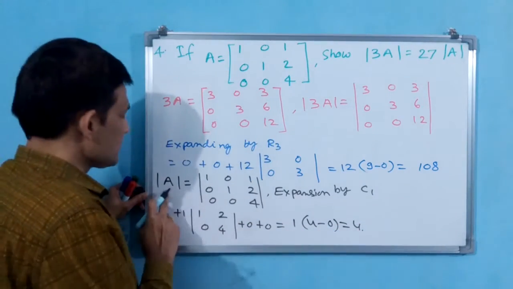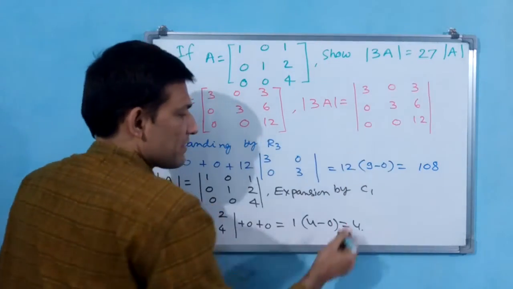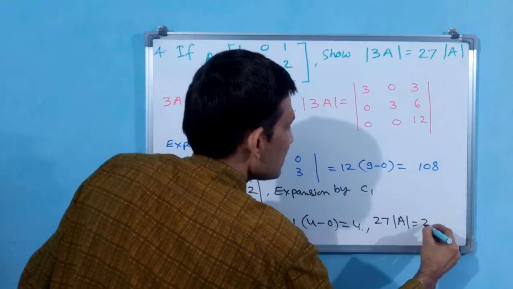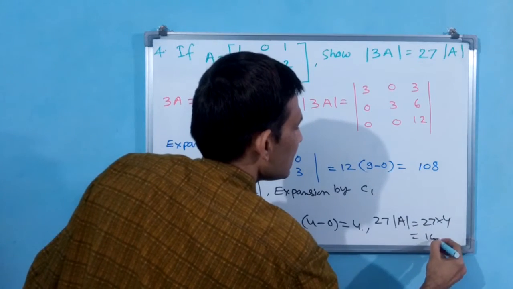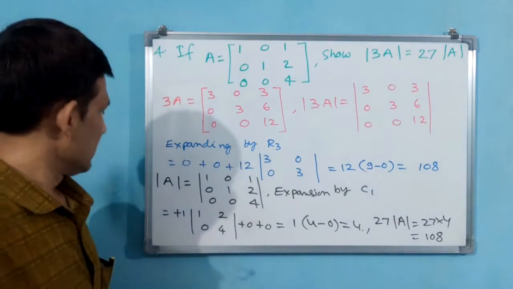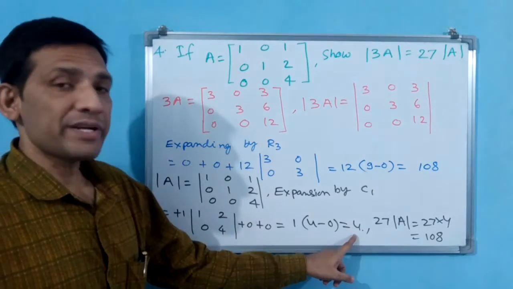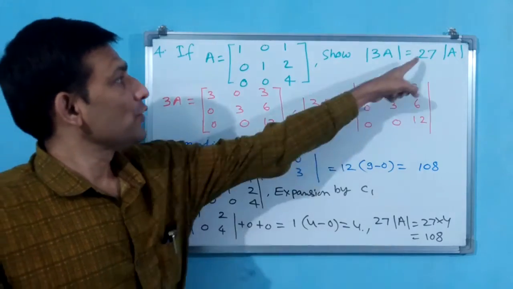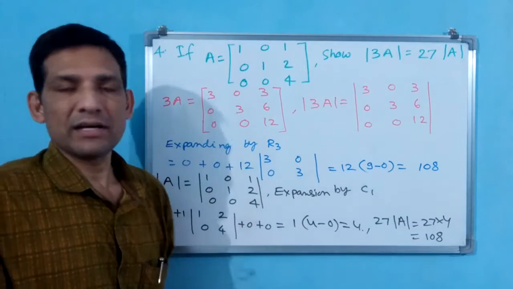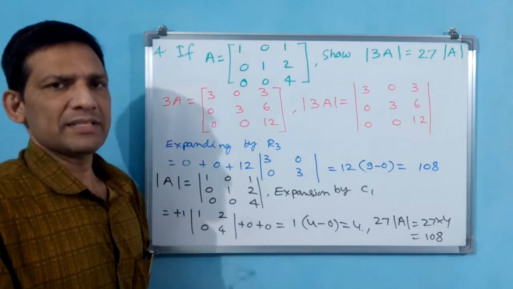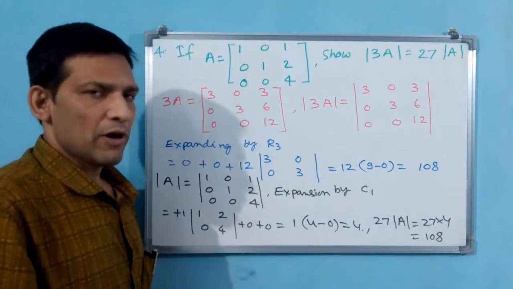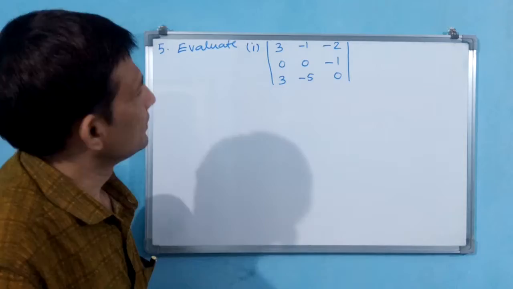Okay, this 4 is only the determinant, but 27 determinant A is equal to 27 into 4. That is equal to 108. You understand? Because determinant A is 4, 27 determinant A is equal to 27 into 4, 108. See, 108, LHS, RHS matched. You write down LHS is equal to RHS, hence proved. Okay, why? Because 'show that' was asked. We have proved. Let us go for the fifth question.